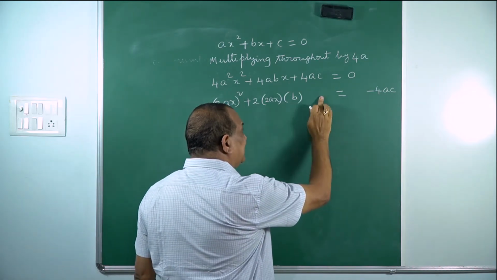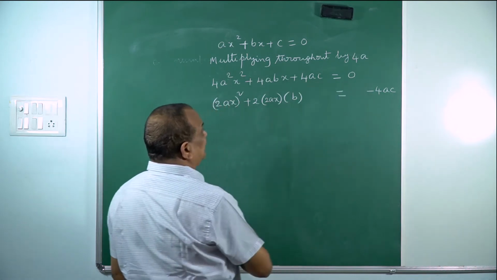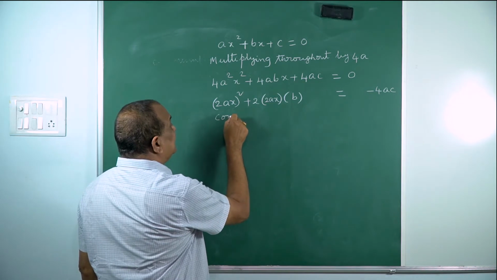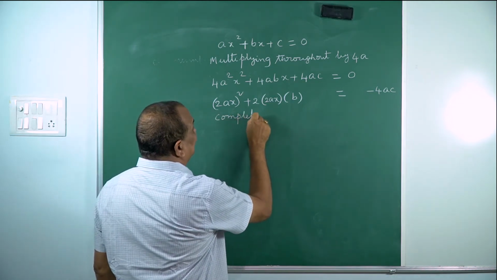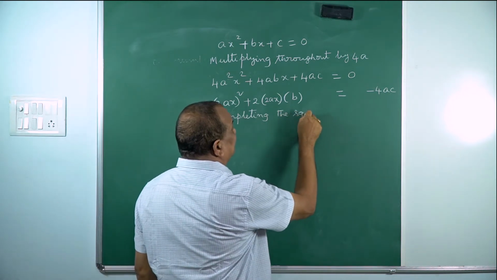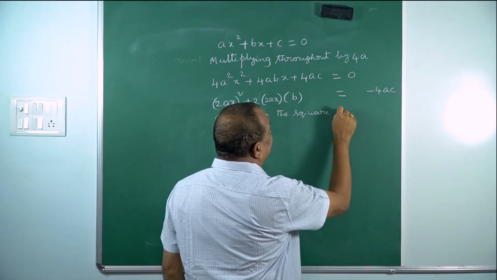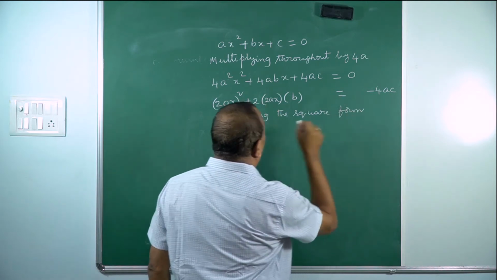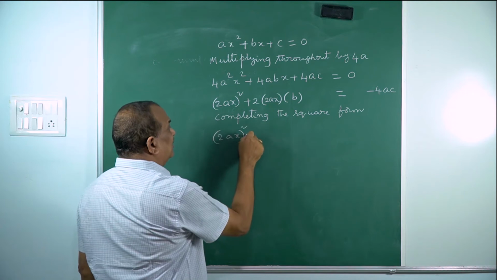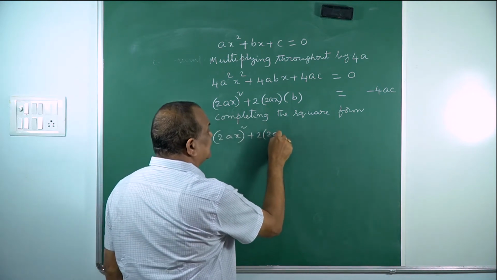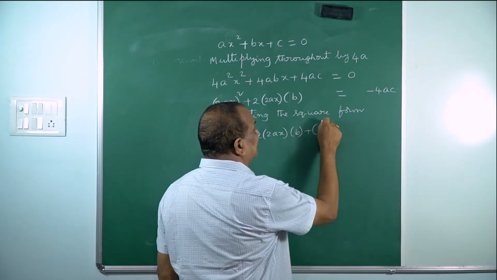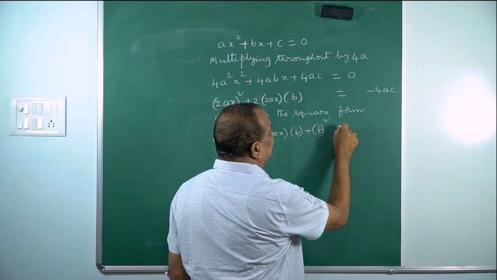But I can't write here itself. I should write this side also. Let me do that. That is what we mean by completing the squares. Completing the square form. I got 2ax whole square plus 2 times 2ax times b. I need b square here, b whole square or b square.